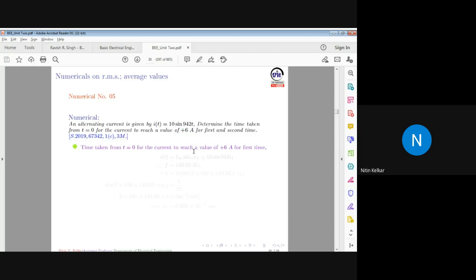So let us try to see how we can solve the first part of the numerical. So this is the standard equation for the current: i(t) = Im sin(omega t1). Now specifically I have written this as t1 because at two instances I need to calculate the current value equal to 6 ampere. So when the current will become equal to plus 6 ampere for the first time, I have denoted that time as t1 seconds. So will anyone let me know how much will be the answer for t1?